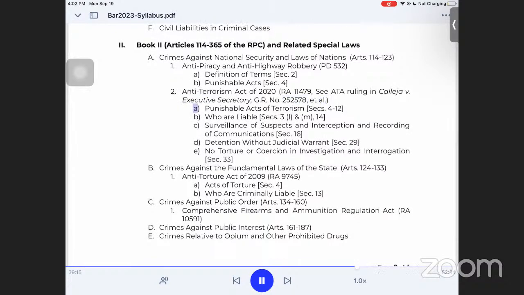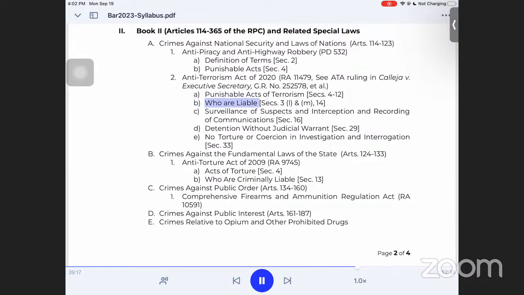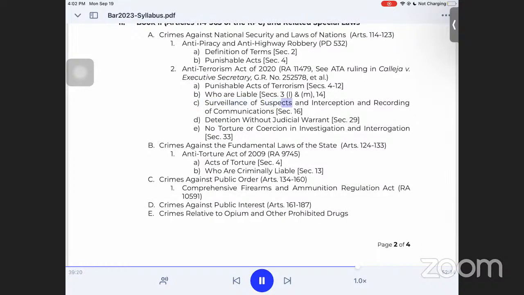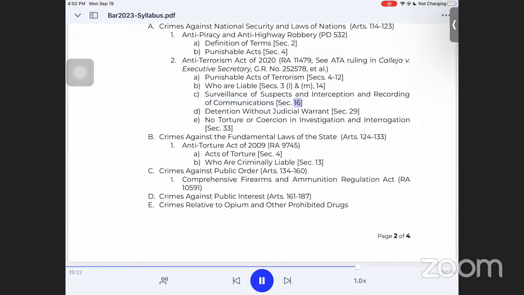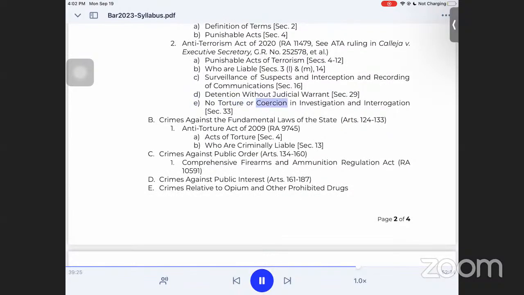252578, et al. A. Punishable acts of terrorism, Sec. 4, 12. B. Horrible (Threat to commit terrorism), Sec. 3, 4, 5, 6, 14. C. Surveillance of suspects and interception and recording of communications, Sec. 16. D. Detention without judicial warrant, Sec. 29. E. No torture or coercion in investigation and interrogation, Sec. 33.